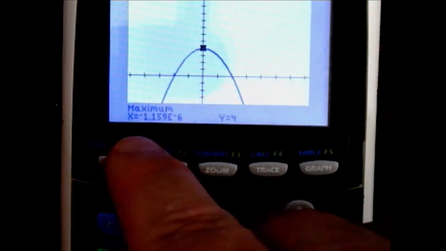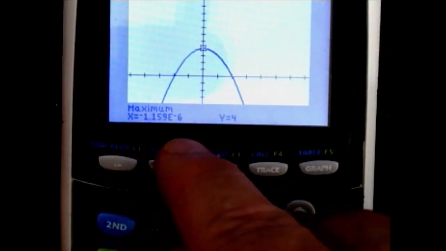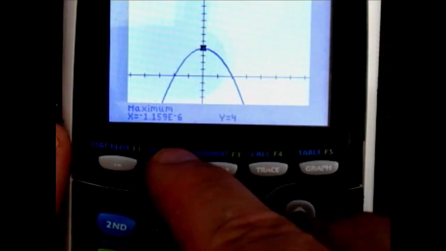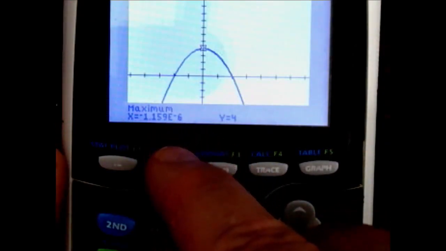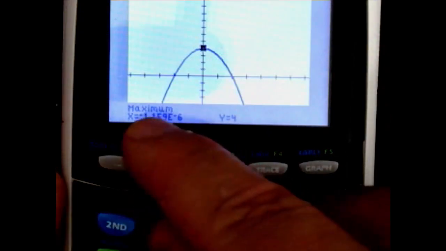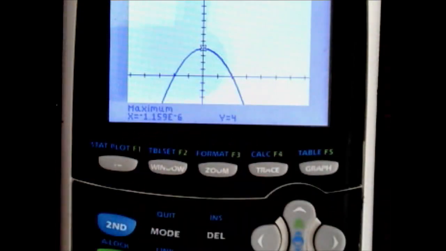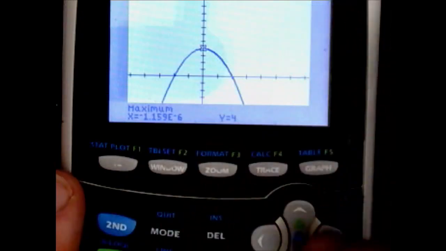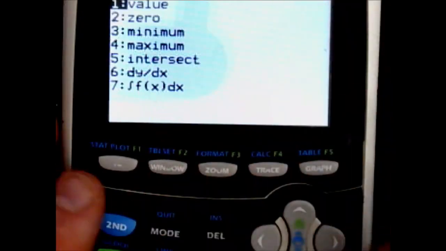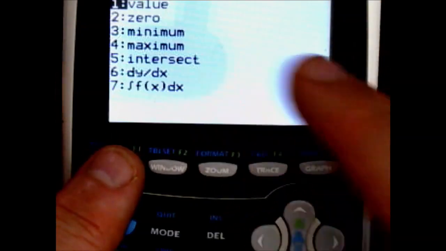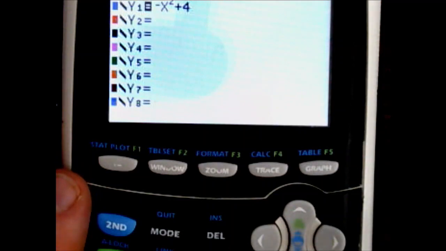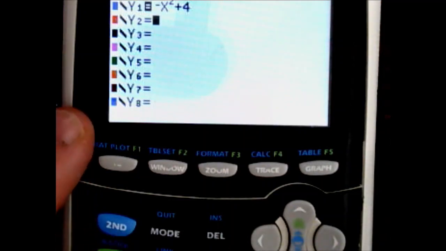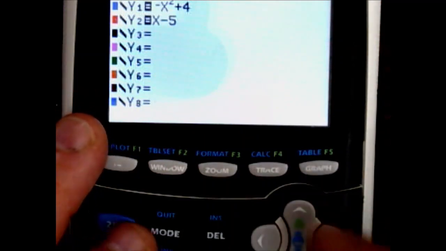Now, -1.159 e -6, that's actually -0.000001. That's incredibly close to 0, so that's really saying 0.4. Alright, now if you wanted to do minimum, you'd have to hit second trace and do 3, and you do it the same way. Now intersect, which is number 5, I've got to draw another line up there, so let's do, I don't know, x subtract 5.